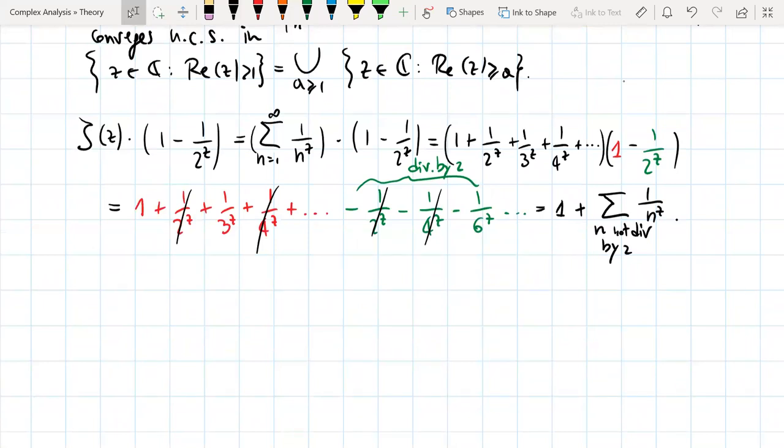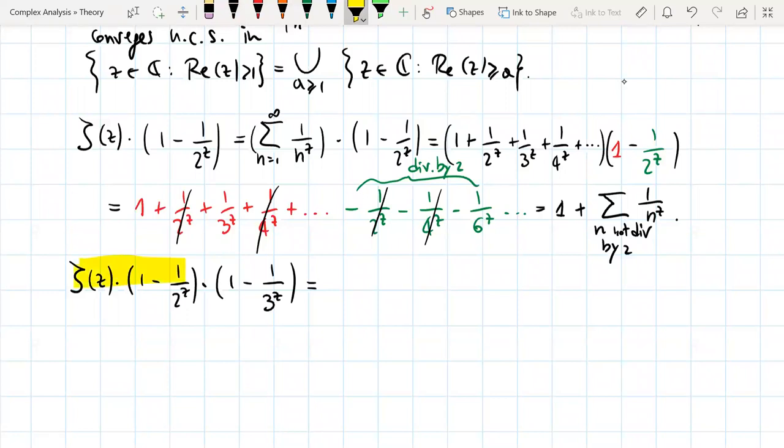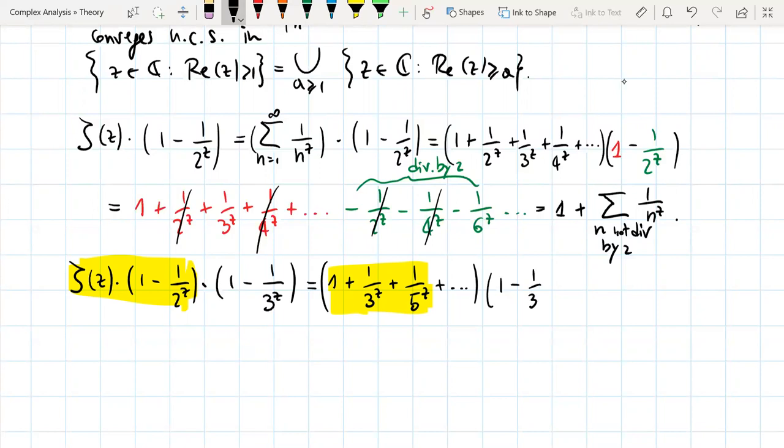We can multiply the function by another of the factors. So now we multiplied already by 1 minus 1 over 2 to the z. Now we can multiply by the second factor. Second prime number is 3. And what do we get? So we already know that when we multiply the first two, we get 1 plus 1 over 3 to the z, plus 1 over 5 to the z, and so on. So these are the numbers which are not divisible by 2. And now you get here times 1 minus 1 over 3 to the z.